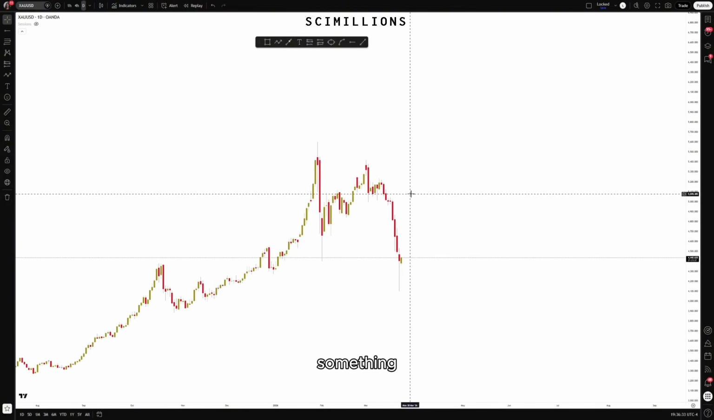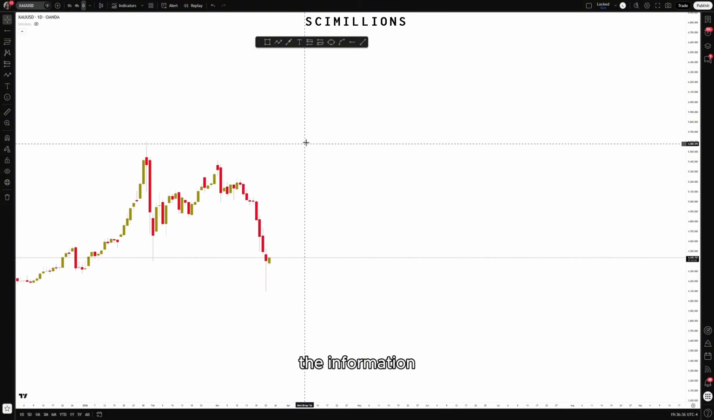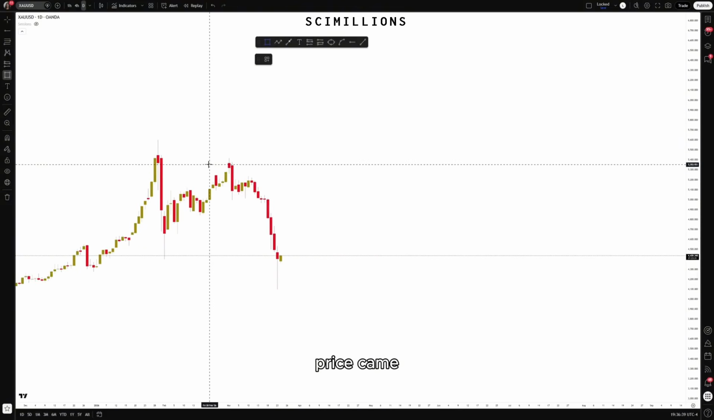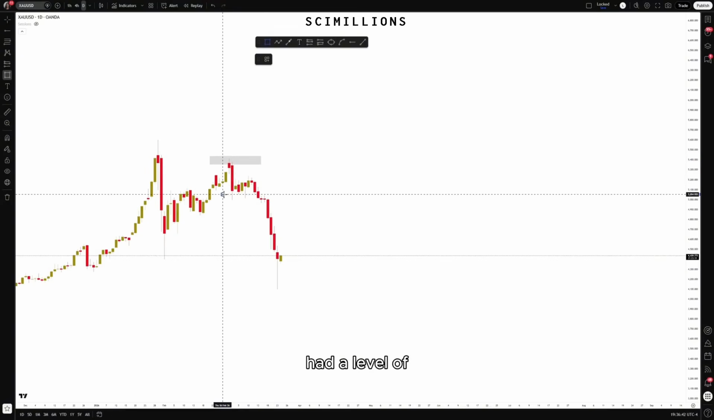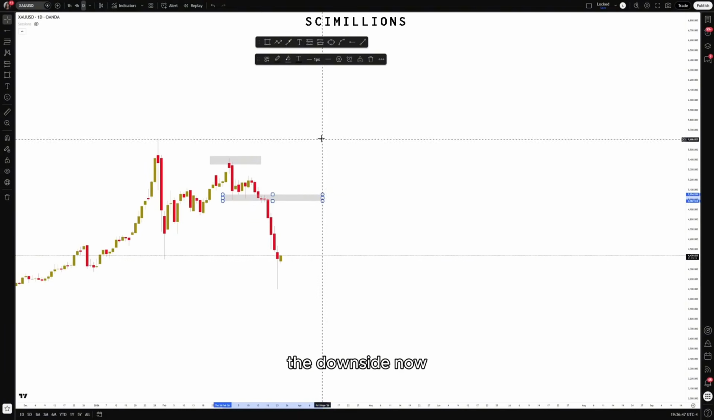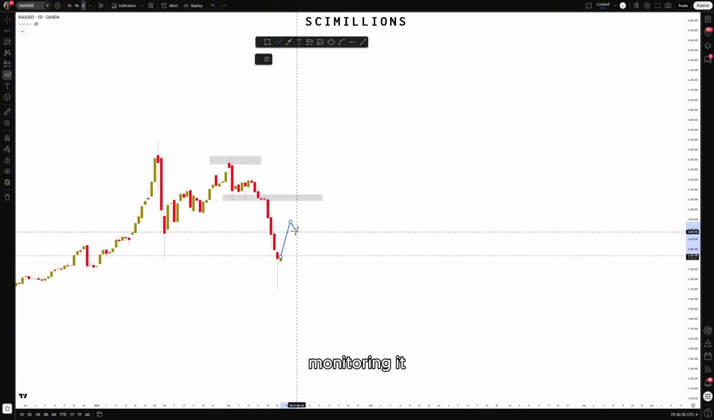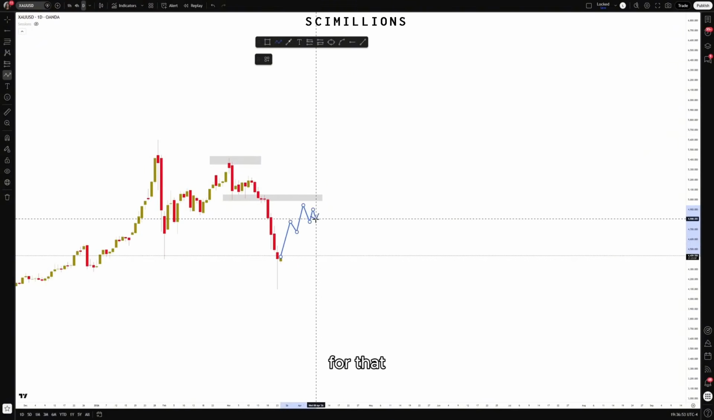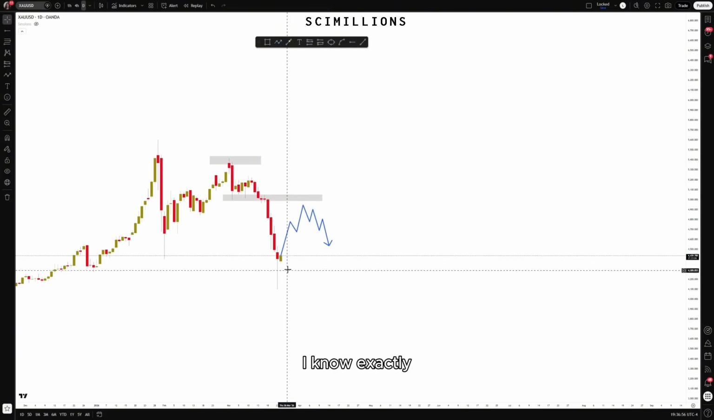Will it happen in the next day or the following day after that? No. This is something that takes time. But the information that I have collected is the fact that price came up high, sold off, had a level of support, and broke that level of support. This is price giving us an indication towards the downside. Now, any movements up, I'll be monitoring it, watching it come up, and then waiting for that pushback down, because now I know exactly where price is going.